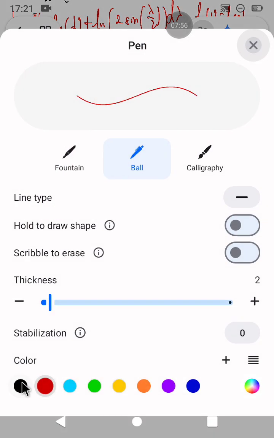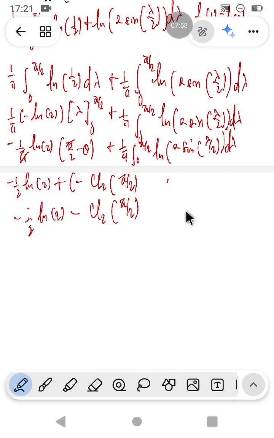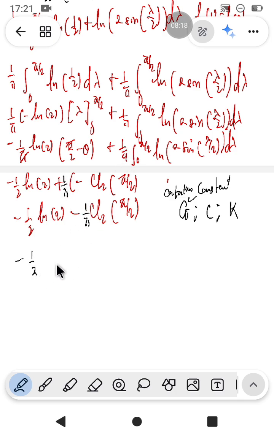So let me use black marker for that. So we have the Catalan constant. And in some textbooks you use G, in some textbooks they use C, in some they use K. So I'll be making use of G. All right, so this will be negative, and don't forget it's 1 over pi. Yeah, I forgot to put it here. So we have 1 over 2 natural log of 2, then minus 1 over pi, then multiplied by the closing function. All right, so that is the answer to the beautiful problem.